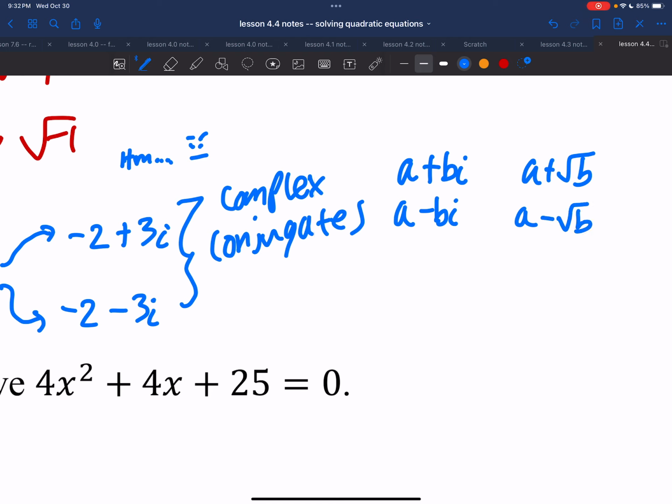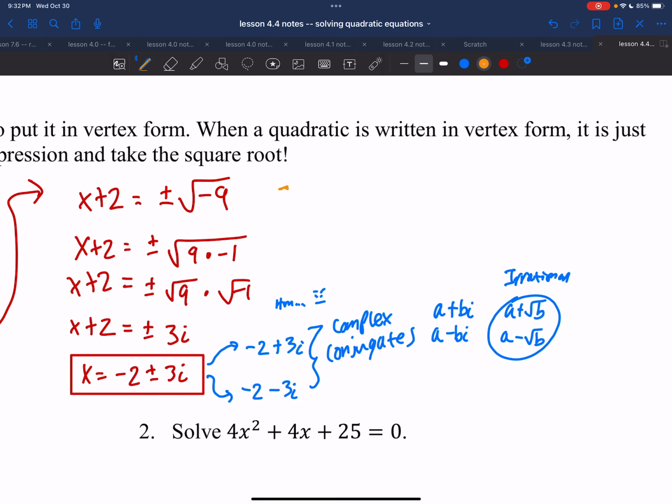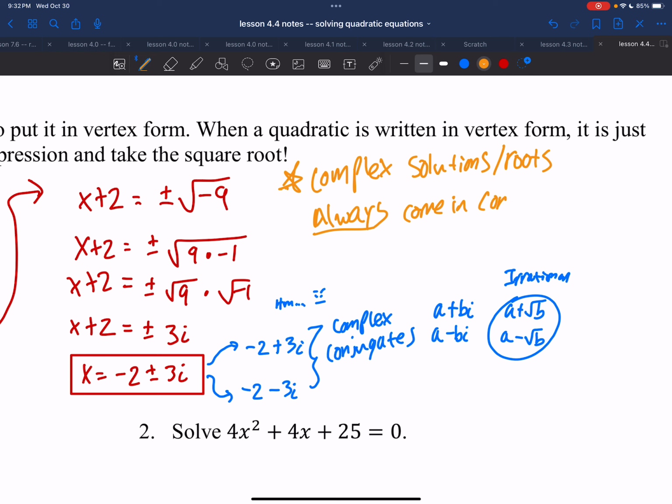Like that, right? This is also conjugates, but these are called irrational conjugates. Something to note, and I would write this down, especially commit this to memory: complex solutions or roots always, and I mean always, come in conjugate pairs. This is a very, very important takeaway. Complex roots always come in conjugate pairs.